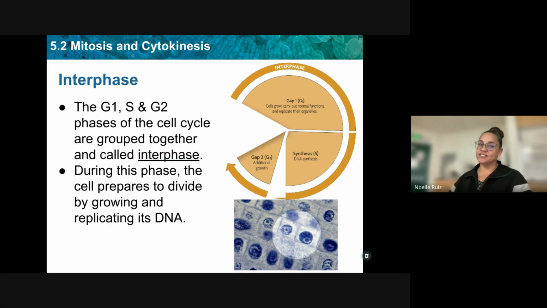Interphase: the G1, S, and G2 phases of the cell cycle are grouped together and called interphase. During this phase, the cell prepares to divide by growing and replicating its DNA. We went over that mostly last week. Even though interphase has the word phase, it is not technically part of mitosis.